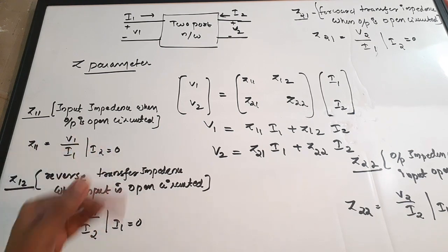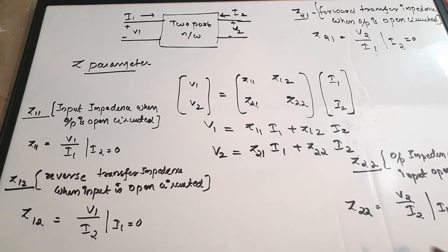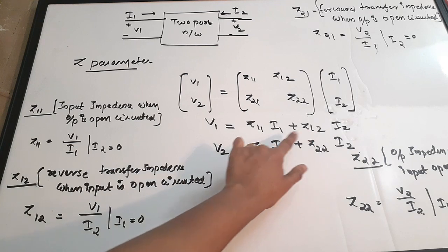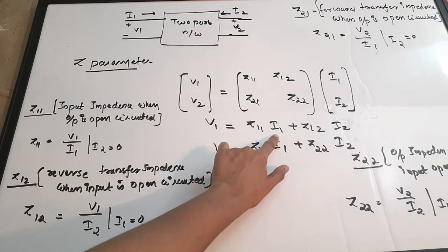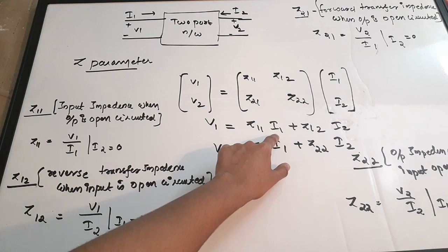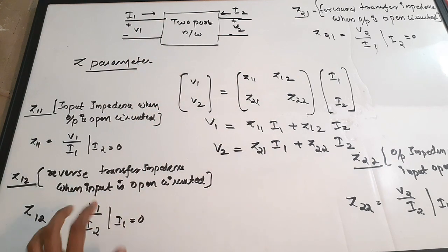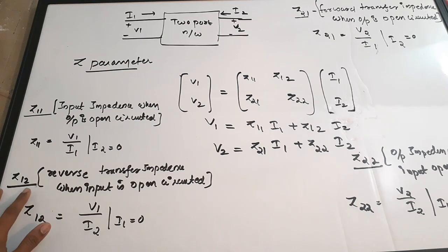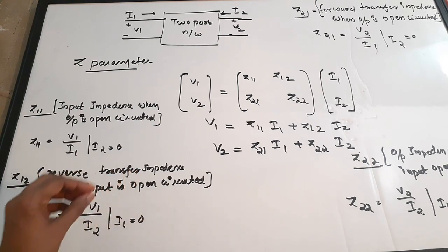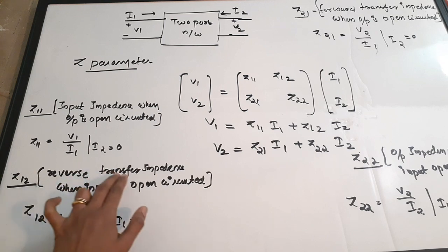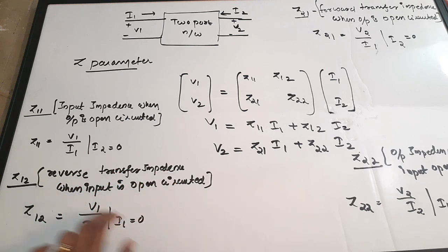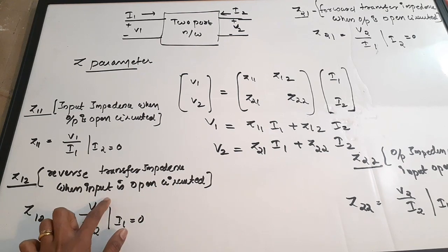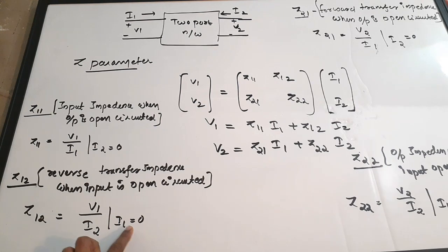Very simple, right? Similarly, you can find the value of Z12 here. Z12, where is it? It is here. So you have to make this term 0. So I1 has to be 0, so open circuiting the input port. So this is the equation for finding Z12. Z12 is called reverse transfer impedance, when input is open circuited. The equation is Z12 equal to V1 by I2, where I1 equal to 0.